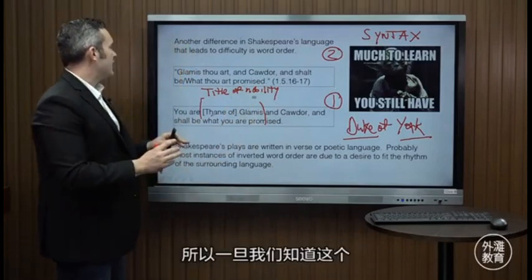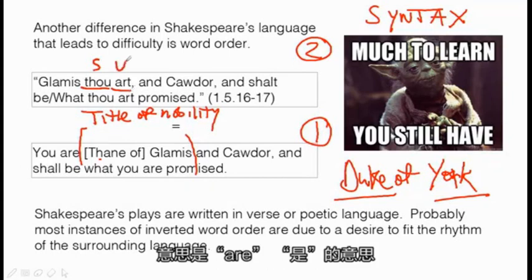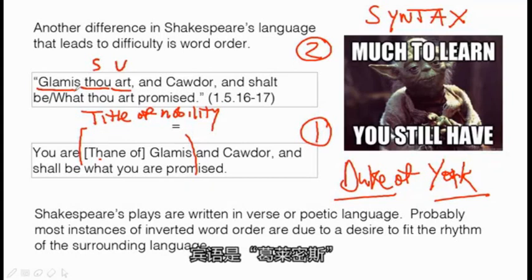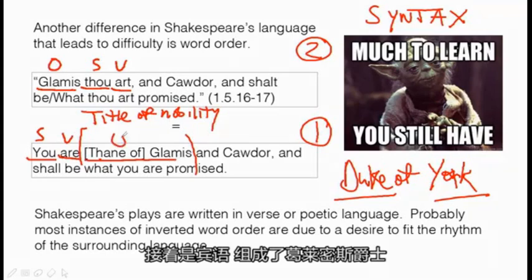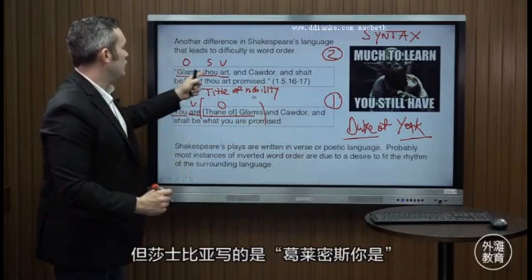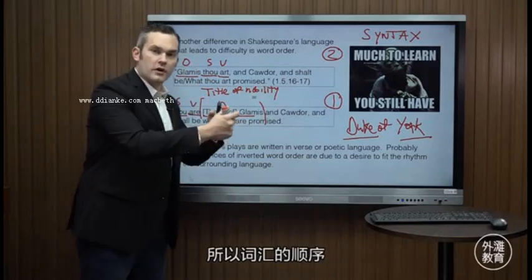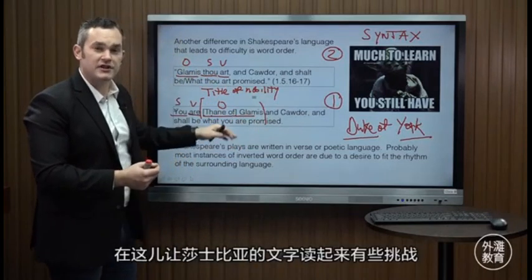So once we understand that, we need to realize that in the original Shakespeare the subject is thou, which means you. The verb is art, which means are, A-R-E. And the object is Glamis, which means the same thing as thane of Glamis. In our present-day English, we would put the subject first, then the verb are, and then the object, thane of Glamis. You are thane of Glamis. Here we have Glamis, thou art. So the order of the words is what makes Shakespeare a little bit challenging here.